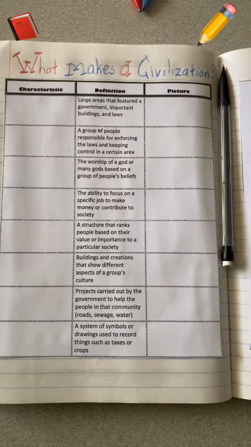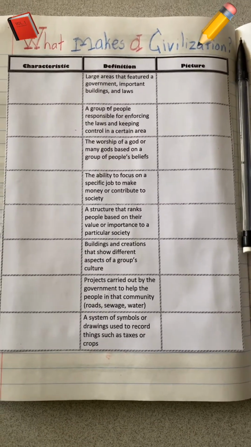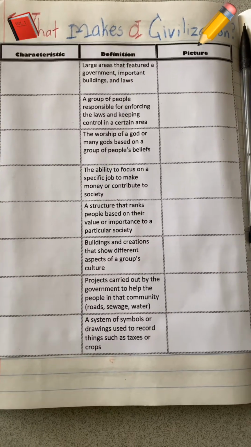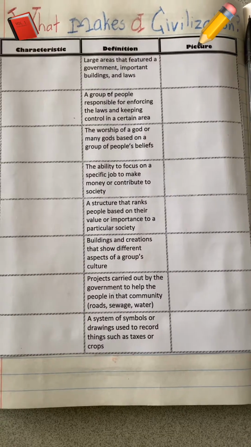Next, you can go ahead and put your scissors and your glue away because now we're going to start to talk about these characteristics of a civilization. And the whole reason that we're doing this is because we're going to be talking about 4 different civilizations over these next few weeks and months.